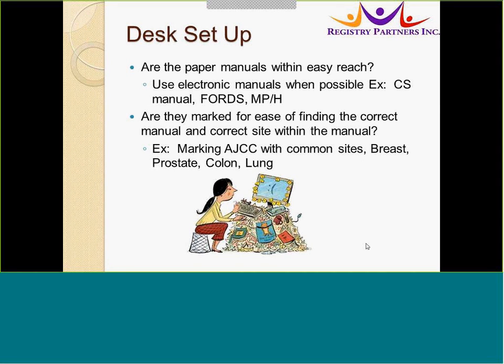Desk setup. Are the paper manuals within easy reach? You can also use electronic manuals when possible, for example, the CS, the Fords, and the multiple primary and histology rules. Are these manuals marked for ease of finding the correct manual and the correct site within the manual? For example, you can highlight the AJCC manual with the common sites. For example, breast, prostate, colon, and lung are good sites to mark for ease of finding. You can also utilize electronic post-its and highlighting in the PDF versions of Fords and the multiple primary and histology rules.